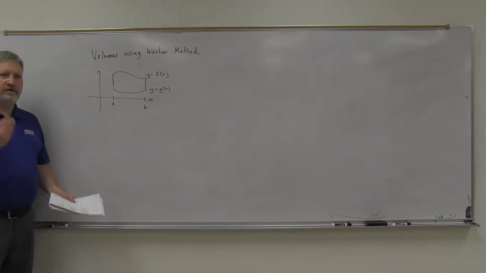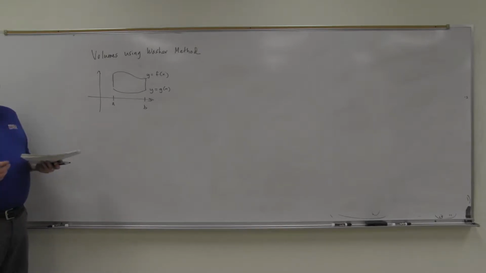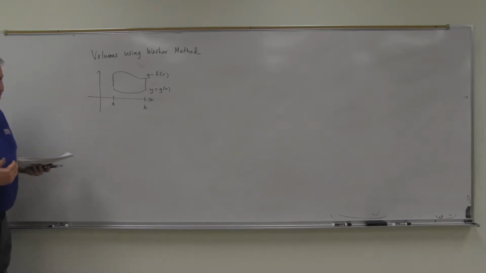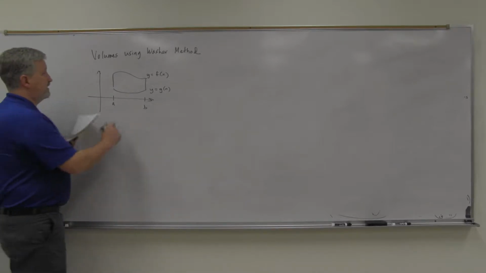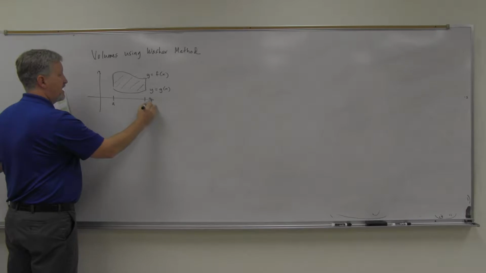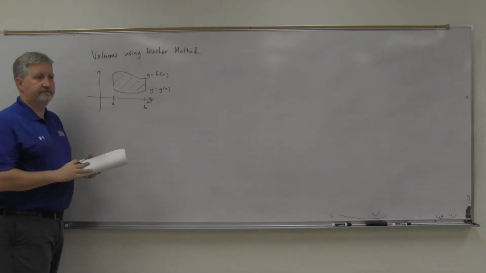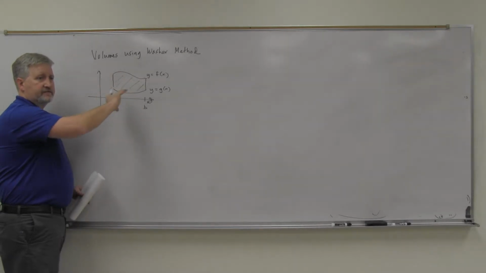All right, so let's say I'm going to get a figure, a three-dimensional volume here, generated by taking the area between these two curves and rotating that about the x-axis. So I'm going to rotate the area between these about the x-axis.